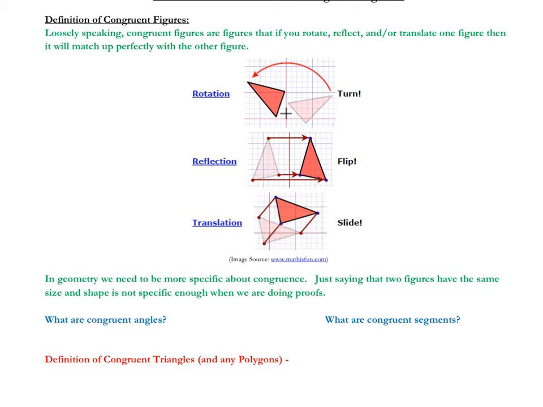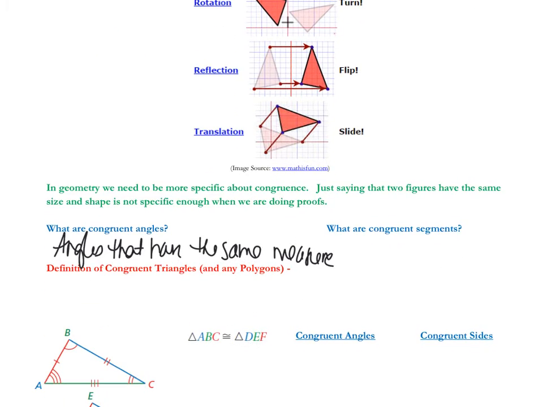Congruent angles are basically angles that have the same measure. And the same thing with congruent segments. They are just segments that have the same measure.